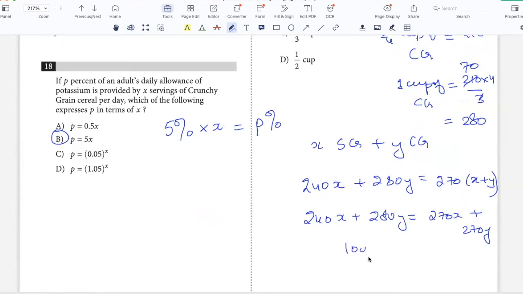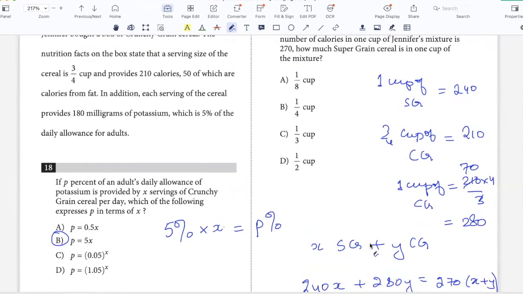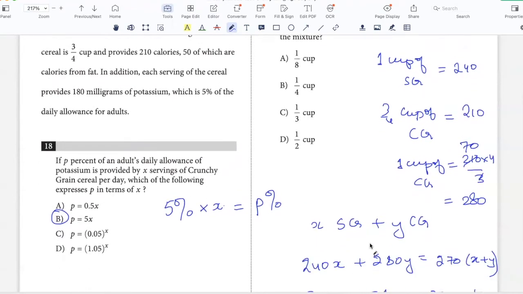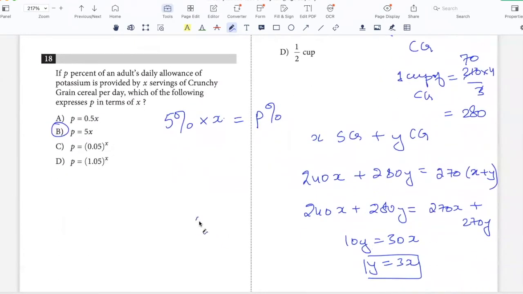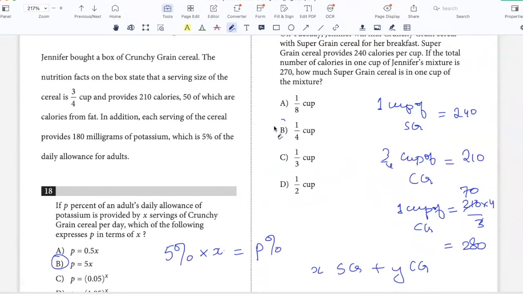So 10Y is 30X. So Y is 3X. So the amount of crunchy grain is 3 times the amount of super grain. So how much super grain? Super grain would be X by X plus Y. So X by 4X. So that would be 1:4. 1/4 of a cup is super grain.